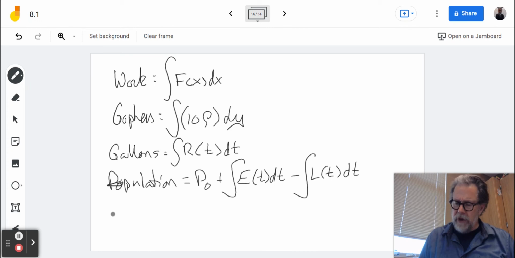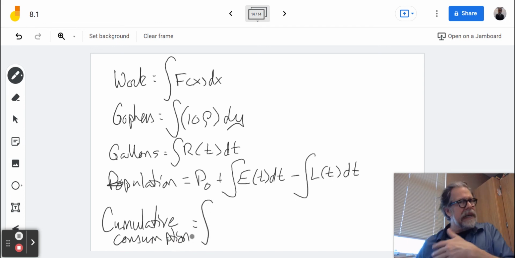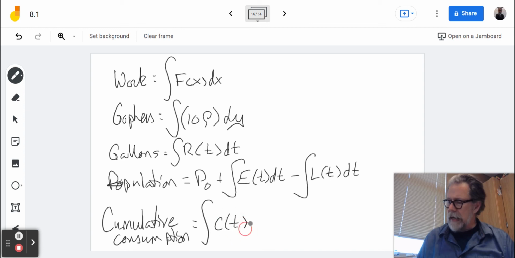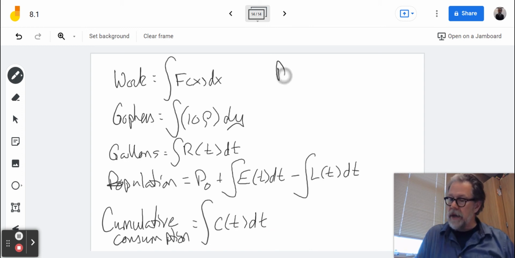You had cumulative consumption, which again is like an accumulation, except I'm using it instead of stacking it up. Integral of my consumption curve as a function of time. In other words, a rate of consumption. And then, of course, we had distance traveled.